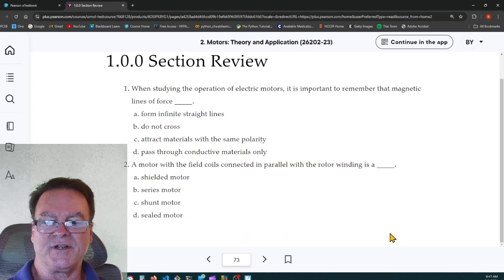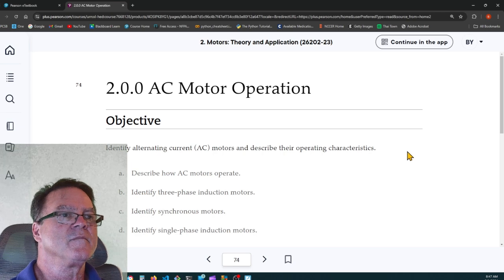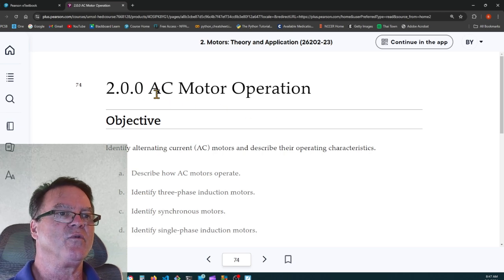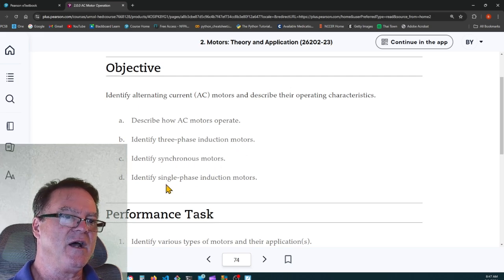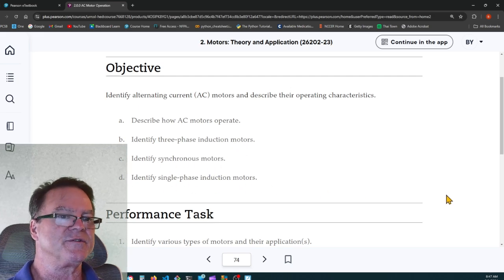I'm going to go on to section 2. 2.0.0, AC motor operation. Describe how AC motors operate, identify three-phase induction motors, identify synchronous motors, identify single-phase induction motors.